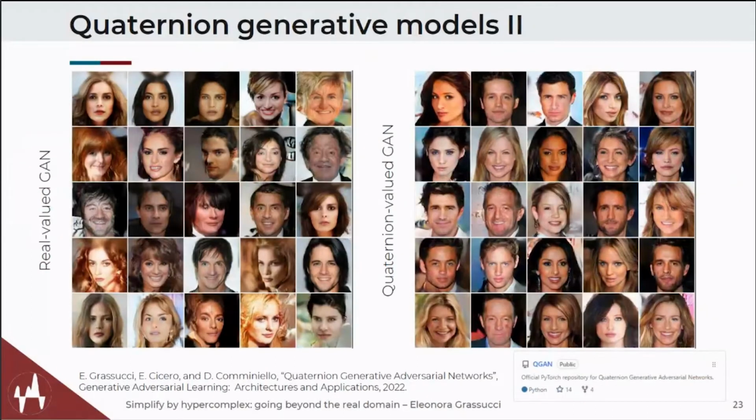As well, we test a quaternion generative adversarial network on different datasets, and you can see that the quaternion-valued generative adversarial network on the right outperforms the real-valued generative adversarial network on the left side. And I want to recall that in our experiments, the quaternion models gain better results while reducing the number of parameters. So it's quite interesting.